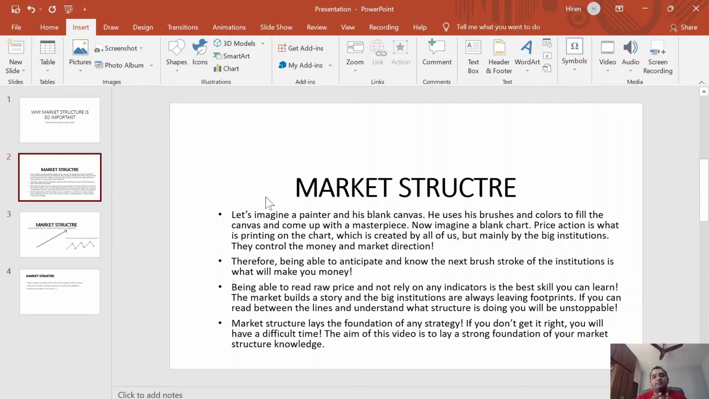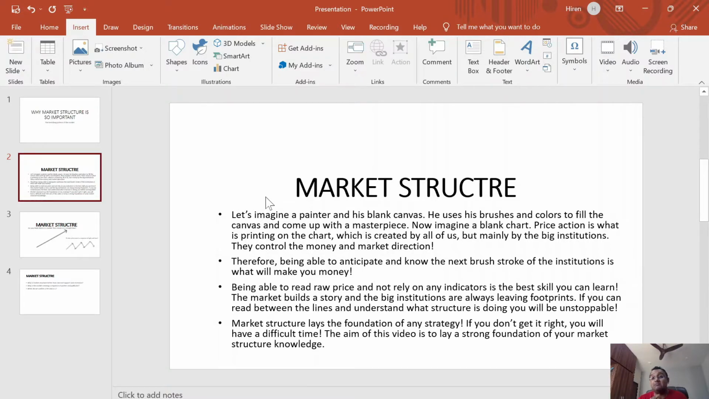And of course, the market builds a story, and big institutions are always going to leave footprints, right? They're always going to be leaving footprints where they're potentially going, where they're potentially targeting for the price to go. And if you can read between those lines and understand what market structure is doing, you will be unstoppable. Market structure lays the foundation of every strategy.